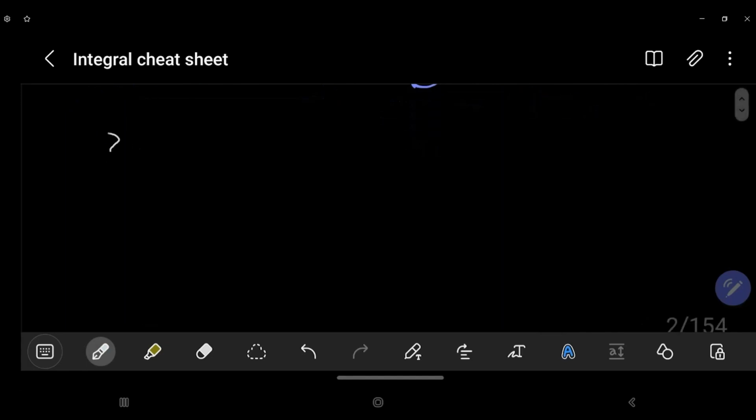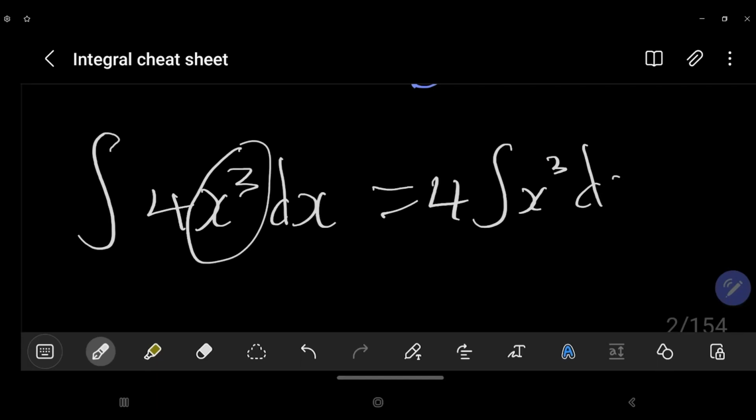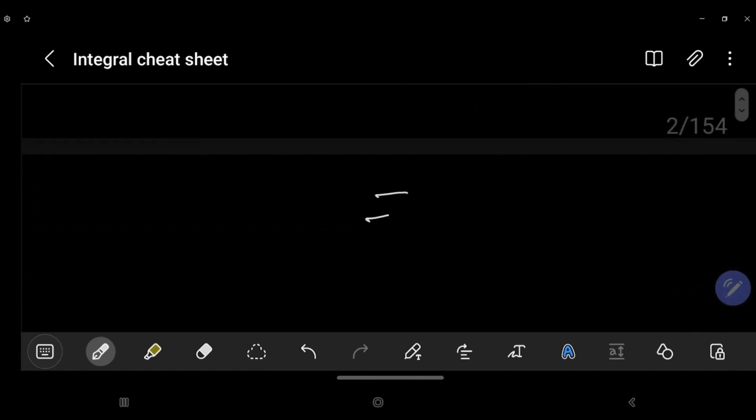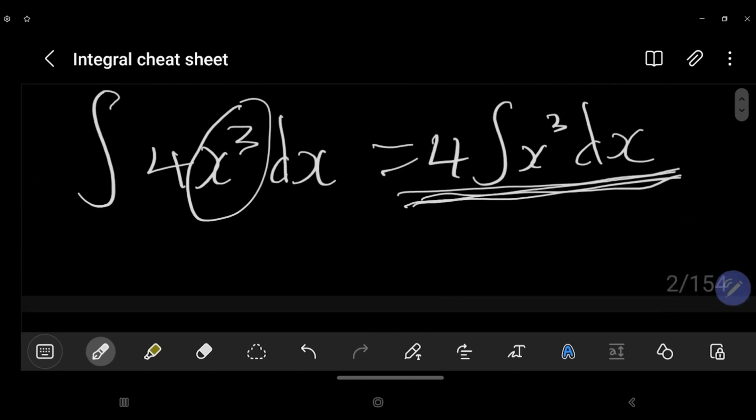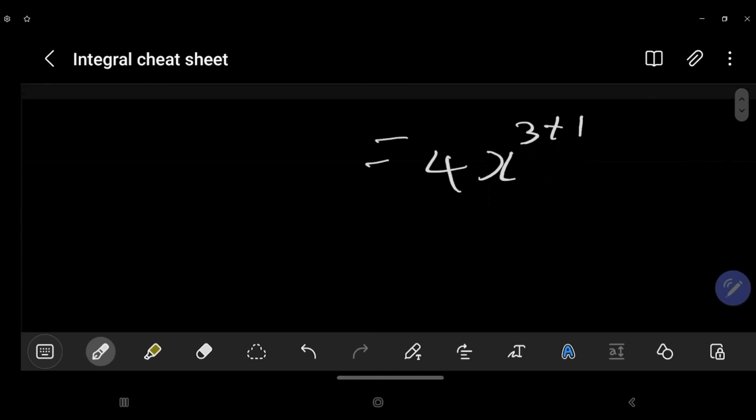Let's do one where we have the integral of 4x cubed dx. We can see here x is raised to a power, so we need to use the power rule. First thing that we need to do is remove the constant, so we can have 4 times the integral of x cubed dx. Take note of this, I will show you this rule later on in the video. So this is equal to 4 times x to the power of, we can see 3 is our n, so this is 3 plus 1, all divided by 3 plus 1, plus c.